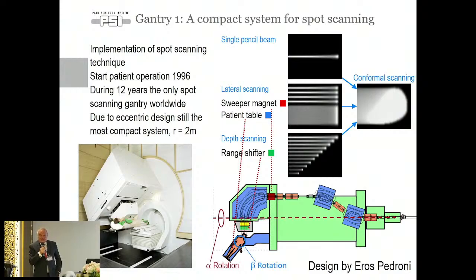GSI in Germany also started a particle therapy program with protons and heavy ions. They also use a scanning which is a little bit different from our scanning. We switch the beam off between the spots, whereas they do raster scanning, which means they do one spot and then very quickly move the beam without switching it off. So it's a slightly different technique. And this is why I can say for 12 years we were the only pencil beam scanning gantry. But they were also pioneers just a little bit later than we.